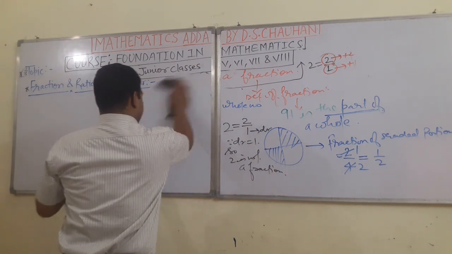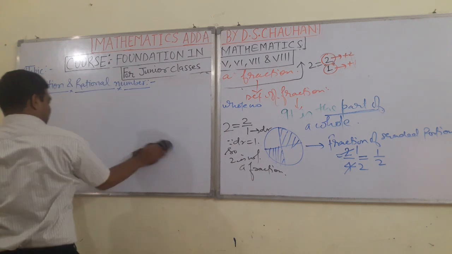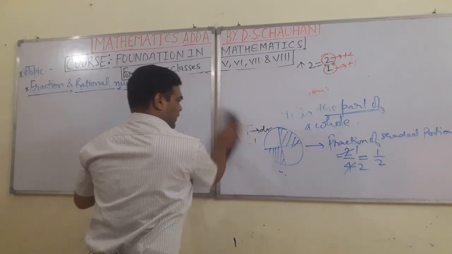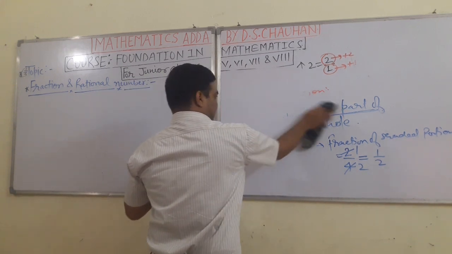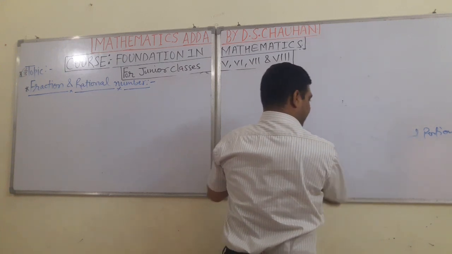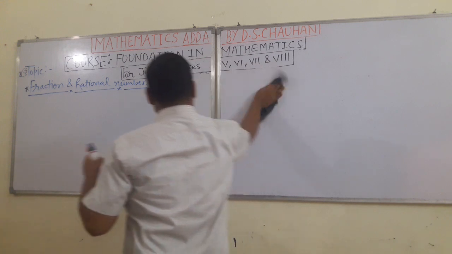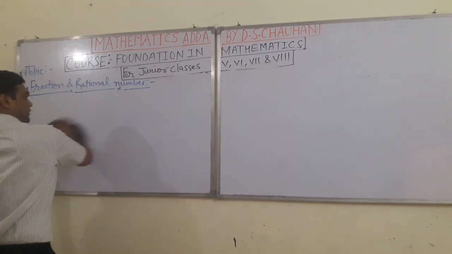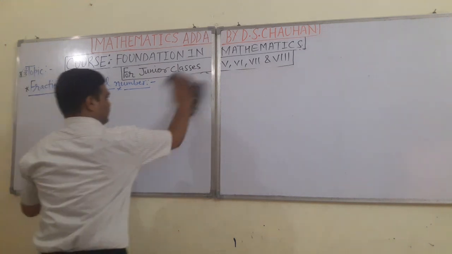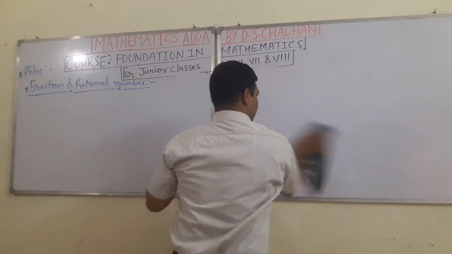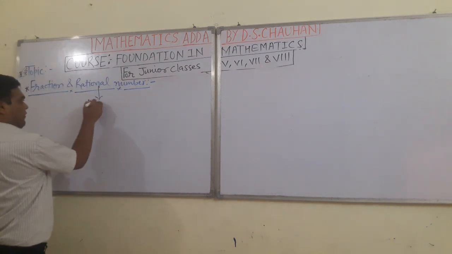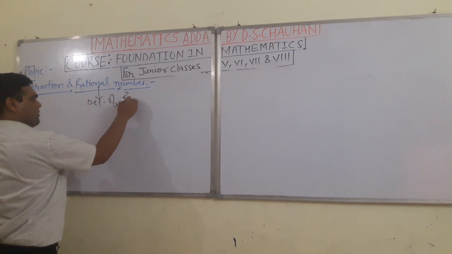Again, a very important topic. Students from 5th standard to 8th standard, if they have a good idea about fractions and rational numbers, it means they are intelligent students in mathematics. See, try to understand. Now, the definition of a rational number, very important.